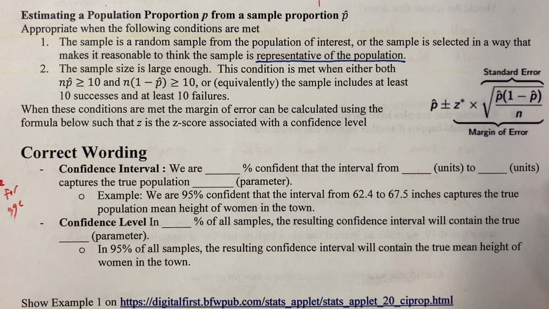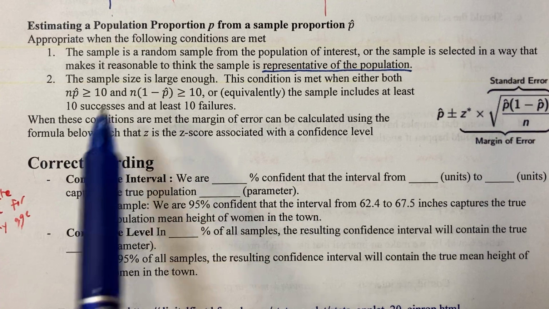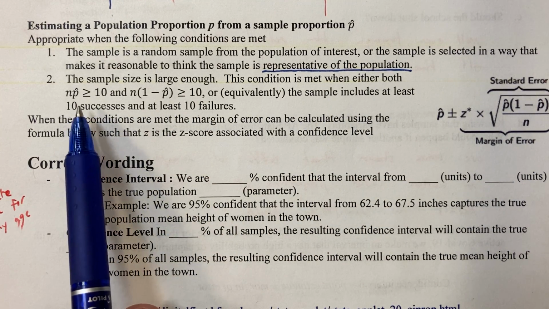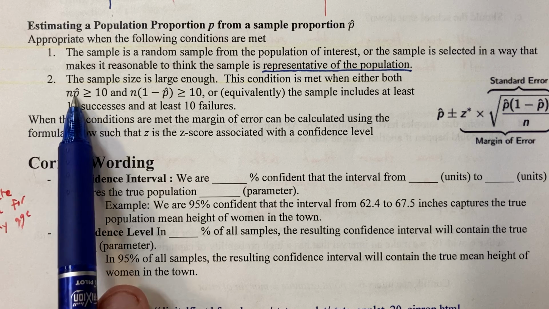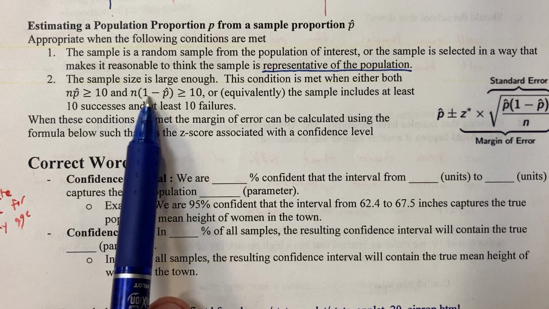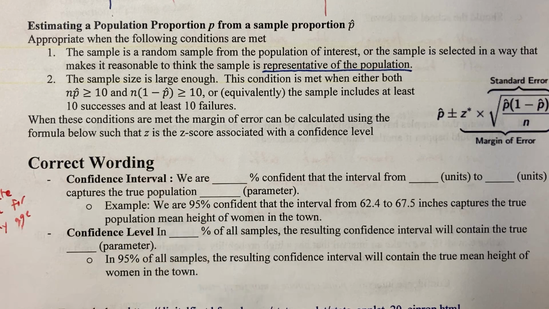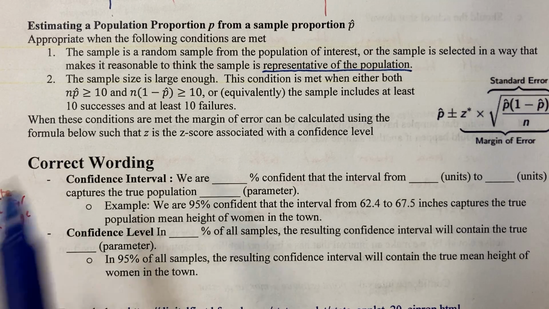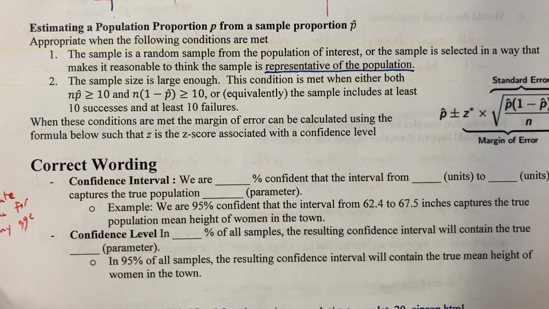Number 2, the sample size is large enough. This condition is met when this is true. Consider your sample: n times p hat has to be greater than or equal to 10, and n times 1 minus p hat is greater than or equal to 10. Because we won't know p anymore. We don't know the real population. We're no longer statistics gods who know the true population parameter. We'll have to base it off of a sample.